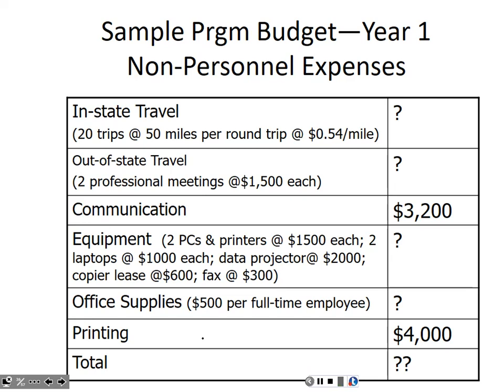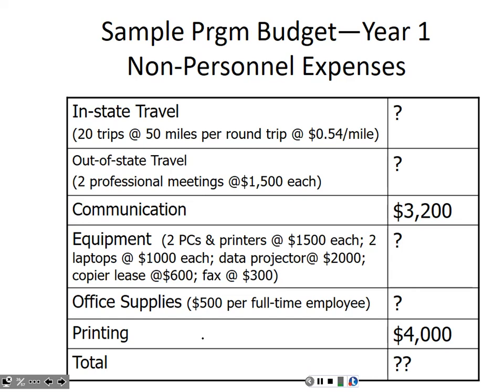We just estimate average mileage per round trip and then multiply that by the mileage rate, which is a published rate. So in this example, we're saying our staff will take 20 trips to different areas within the state. They may travel to the state capital, to Nashville. They may travel to different clinics at an average of 50 miles per round trip or 25 miles each way at the cost of 54 cents per mile.